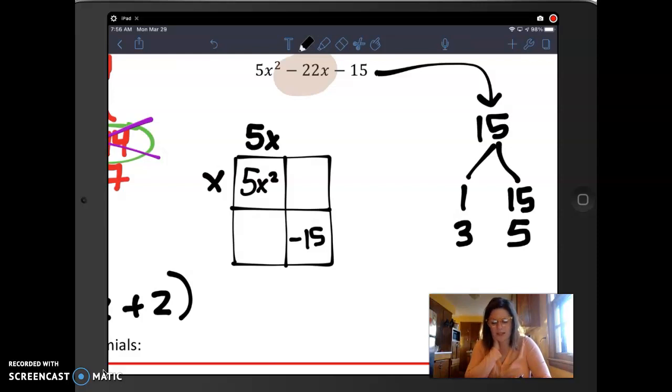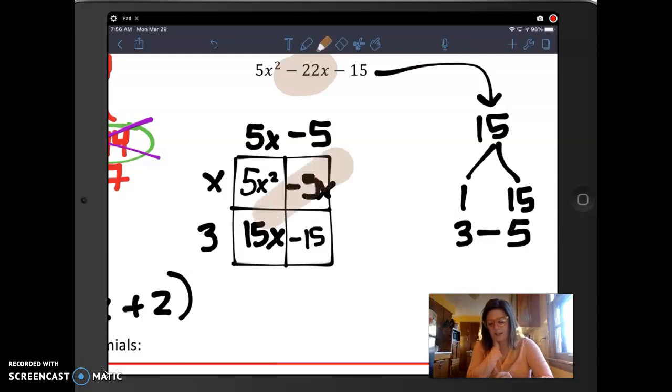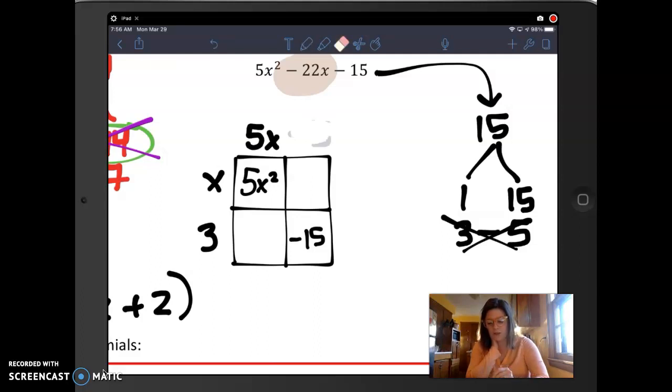Let's randomly choose one to try. I'm going to try doing a negative in front of the 5. And I'll put the 3 here, and I'll put the negative 5 here, and let's see what happens. So 5x times 3, that's going to give us 15x. x times negative 5 is negative 5x. When I add negative 5 and 15 together, I get positive 10. We're looking for negative 22. So that did not work. So let's try again, right? Cross that out. Let's try the same thing, but we have to try it in the other order.